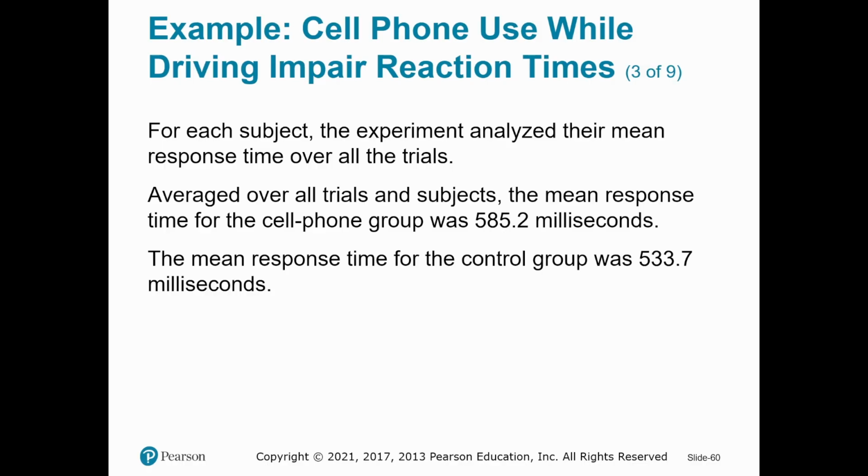So the mean response time for the control group was 533.7 milliseconds, a shorter response time, right? Quicker. This is longer, which is worse. This is shorter, which is better. You want your response to the stimulus to be as quick as possible.